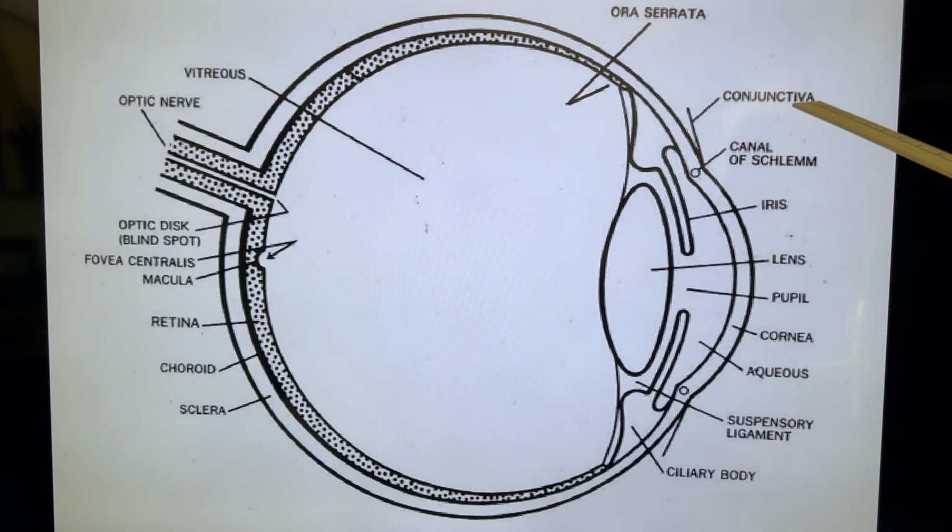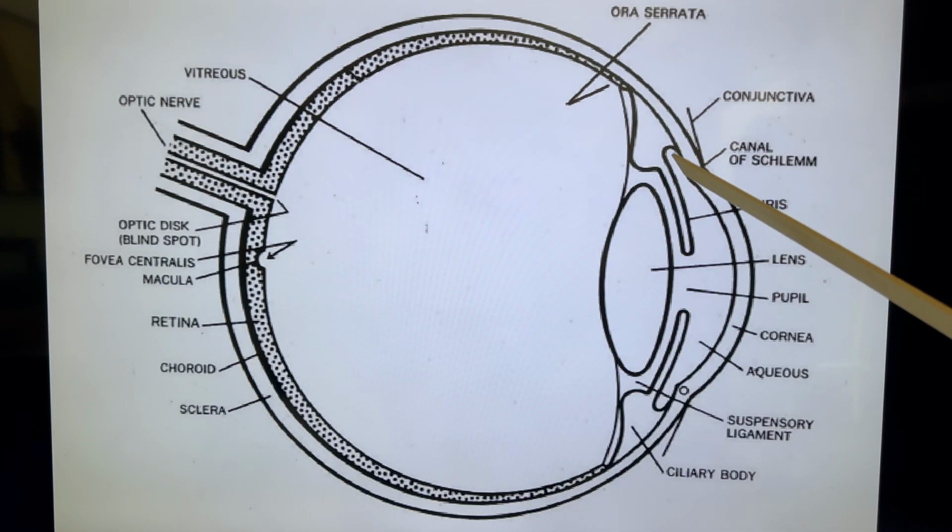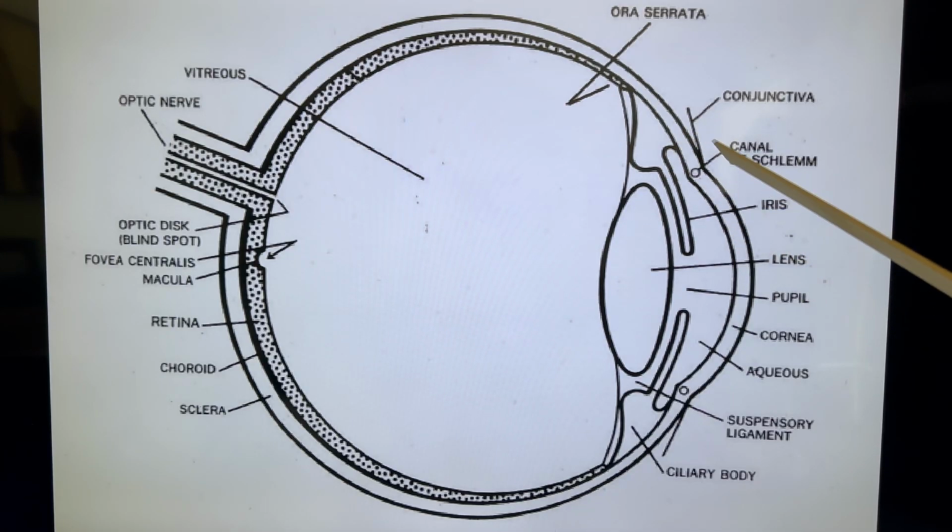First, we have the conjunctiva. It's a clear membrane that covers the inner portion of the eyelids and the sclera. I imagine it as the plastic wrap on a box of chocolates, another layer to protect the contents inside. We have the canal of Schlemm. That's a collection canal that delivers aqueous humor to the venous system.